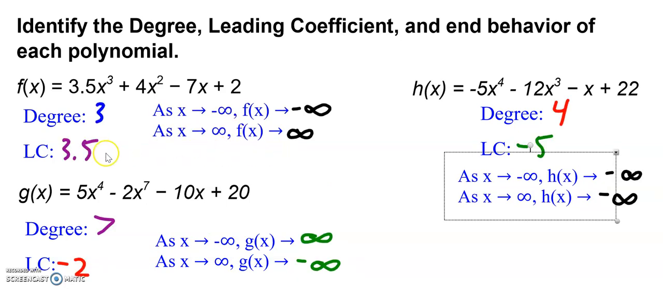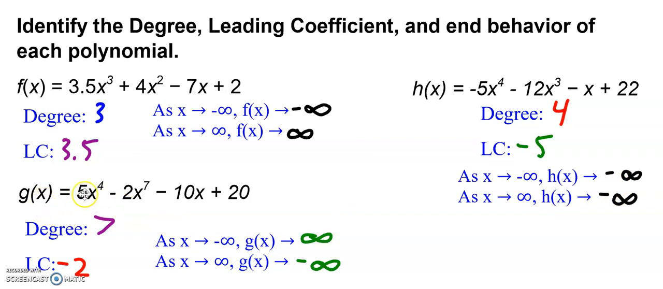All right, so hopefully for the first one here, we recognize the degree is 3. The leading coefficient is 3.5. What we care about is that it's positive. So as x goes to negative infinity, f of x is also going to go to negative infinity. And as x goes to positive infinity, f of x is going to go to positive infinity. What this means in terms of arrows, this is down left, up right. For h of x, degree is 4, leading coefficient is negative 5. Key thing is that it's negative. So as x goes to negative infinity, h of x goes to negative infinity. As x goes to positive infinity, h of x still goes to negative infinity. So this end behavior we would describe as down, down.